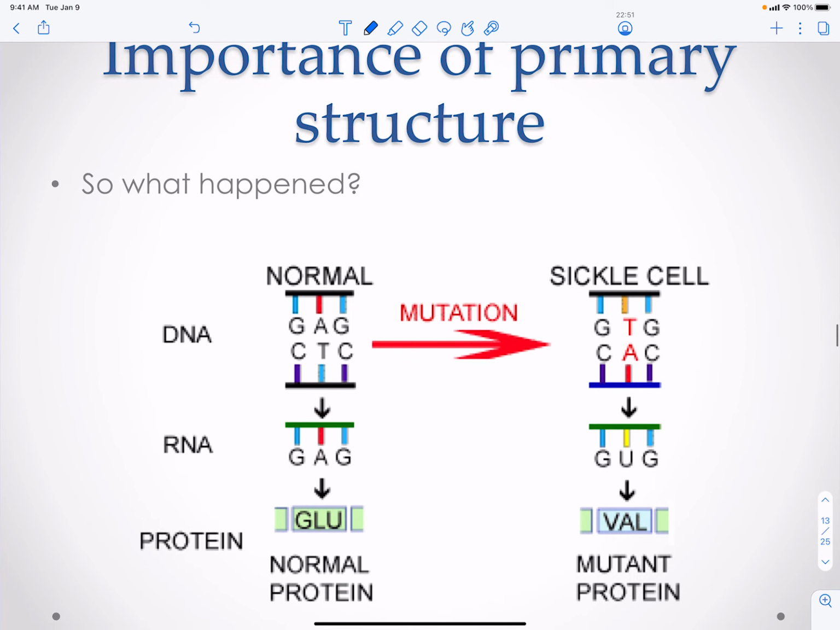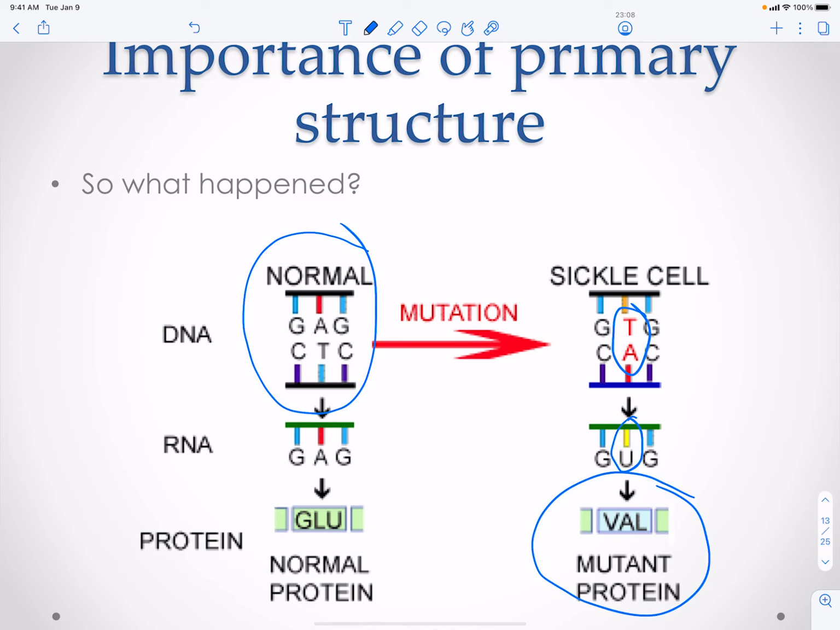And so this is what really happened. Again, in your normal DNA, you have GAG to get glutamic acid. The mutation, a single point mutation from an A to a T, and now you have valine. So you get a thymine instead of an adenine, and that changes the overall structure of the hemoglobin.